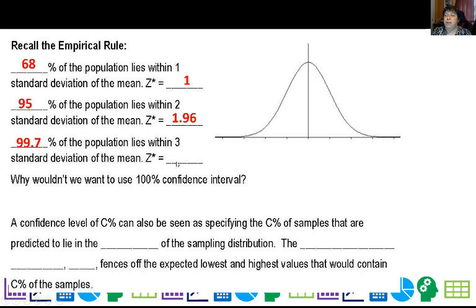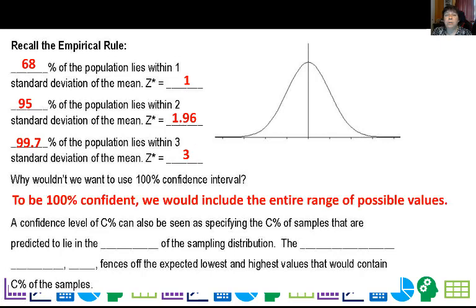99.7% of the population lies within 3 standard deviations, and my critical value would be 3. Again, why wouldn't we want to use a 100% confidence interval? Well, to be 100% confident, we would have to include the entire range of possible values, which isn't very useful.